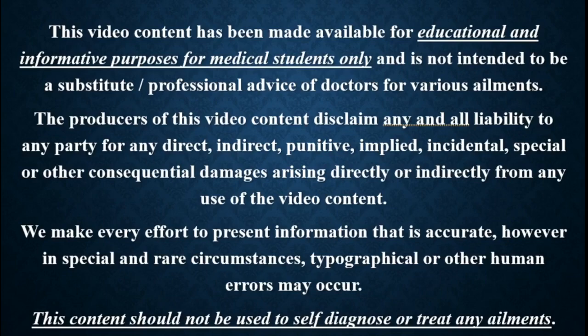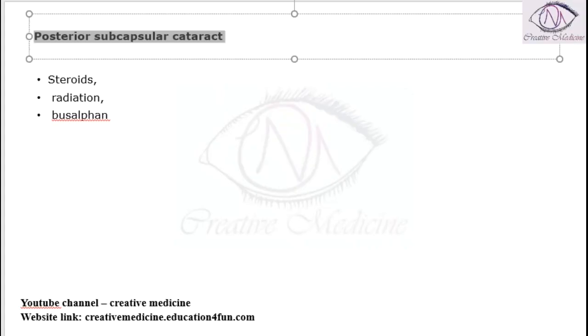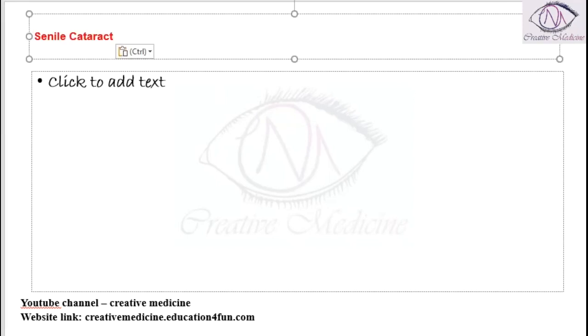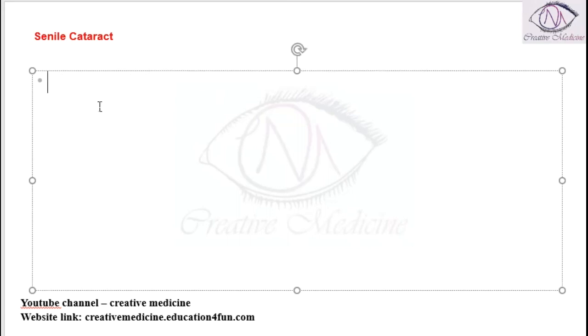In this lecture, we will learn about senile cataract. In senile cataract, we have two types: nuclear cataract and cortical cataract. So first we have nuclear cataract, second we have cortical cataract. First, the nuclear cataract.